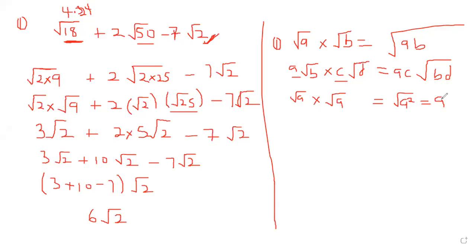Now let's try. I'm going to try one example, then I'll leave the next one for you as an assignment. Already I've given you 2 questions as an assignment. Okay. So we are to simplify 5 plus 2 root 2 times 2 minus 3 root 2.